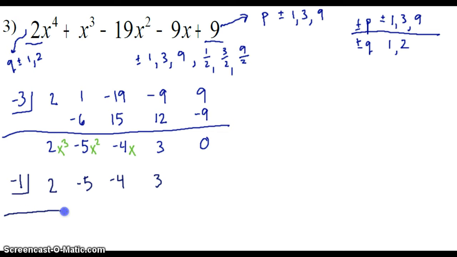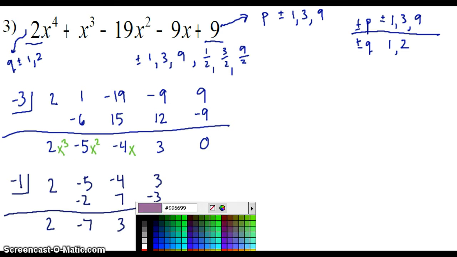So we're going to run synthetic division and divide 2x cubed minus 5x squared minus 4x plus 3 by x plus 1. Bring the 2 down. -1 times 2 is -2. Add them, get -7. -1 times -7 is 7. Add those two together, you get 3. -1 times 3 is -3. And this is good news because our remainder is 0 again. So once our remainder is 0, we know that that was in fact a root.